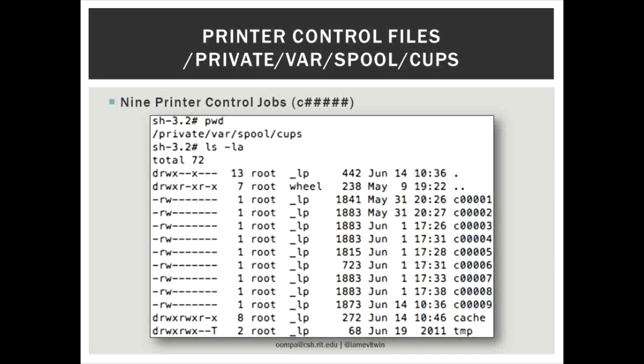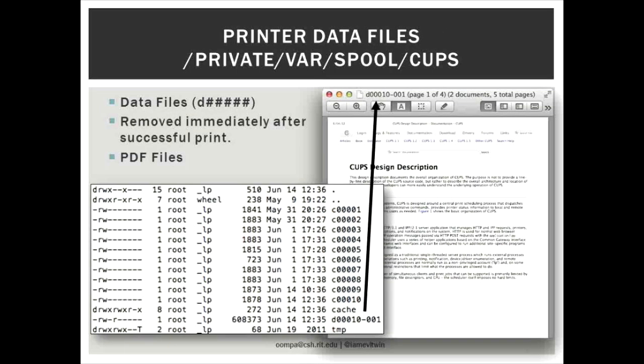So C0001 is the first print job, and that would be associated with job ID 1 in the printer log. These files just hold a little bit more metadata about the print job. It might be useful to you later to figure out what types of files were printed at a certain time.